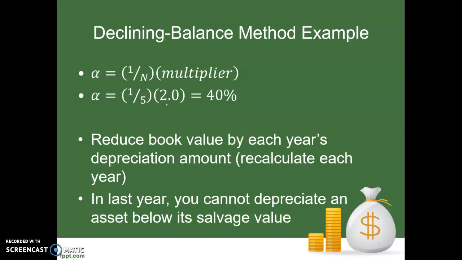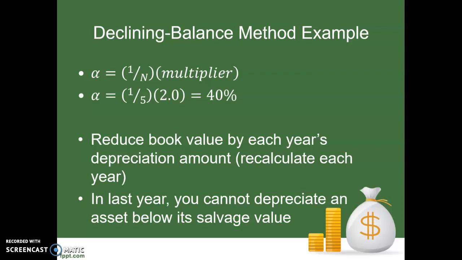Our problem statement said that we want to use the double declining balance method. So that means we are going to take that 1/5 and double it. So 1/5 would be 20%, but we are going to double it to be 40%. So basically what this means is if we were using the straight line method, we would have reduced the value of the asset, the book value, by 20% each year. With this method, we're going to decline it by 40%.